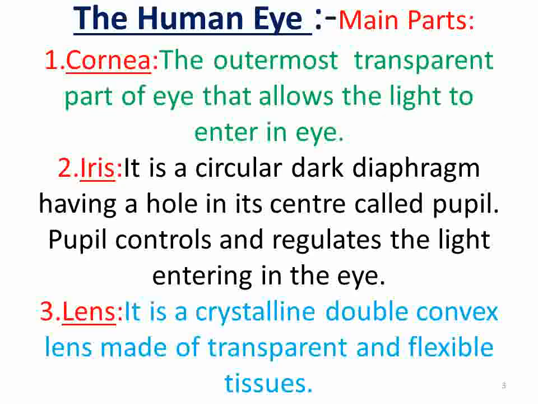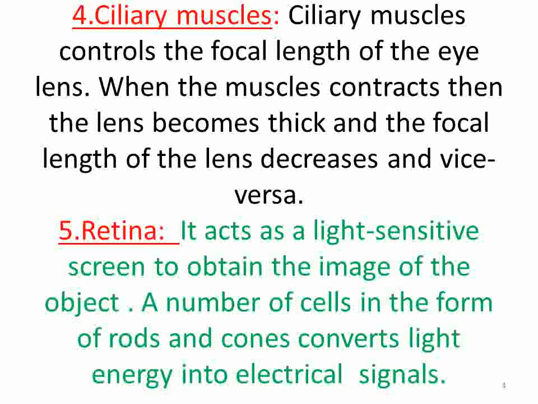Next is the lens. It is a crystalline double convex lens made of transparent material and flexible tissues. Ciliary muscles are important, and they control the focal length of the lens. The lens is hanging between the ciliary muscles. They extend and contract, changing the focal length and the power of the lens. When the muscles contract, then the lens becomes thick. A thick lens has more power and less focal length, because power and focal length are reciprocal to each other.